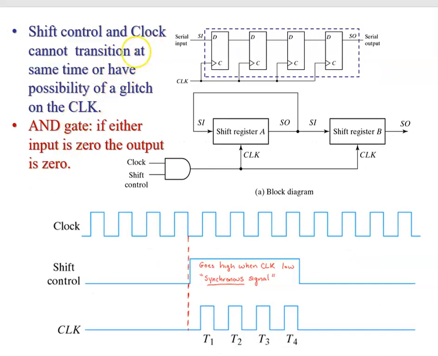So the shift control and clock can't transition at the same time. That's one of the things we have to be able to make sure of if we're going to gate a clock, or we'll have a glitch. Since it's an AND gate, if either input is 0, the output is 0. So we want to change that shift control when the clock is equal to a 0. That way we can change the shift control and our output of our AND gate will still be a 0. So that's a key concept here when we're gating clocks.